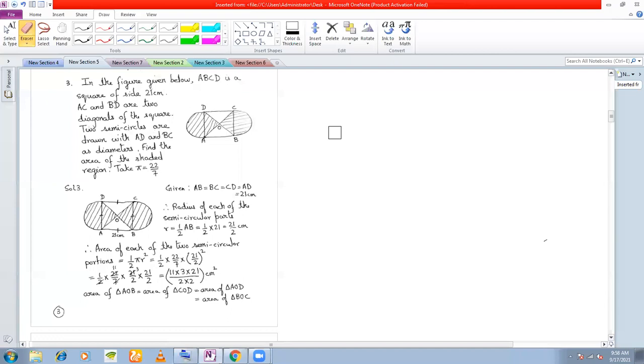ABCD is a square of side 21 centimeter. AC and BD are two diagonals of the square. Two semicircles are drawn with AD and BC as diameters. Find the area of the shaded region. Okay, now this is your figure given to you.